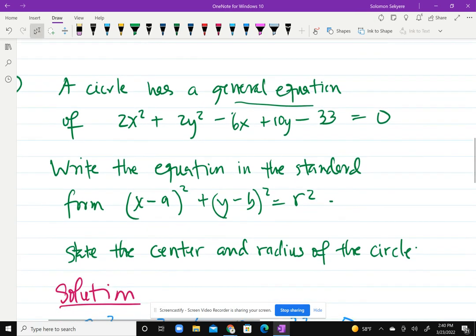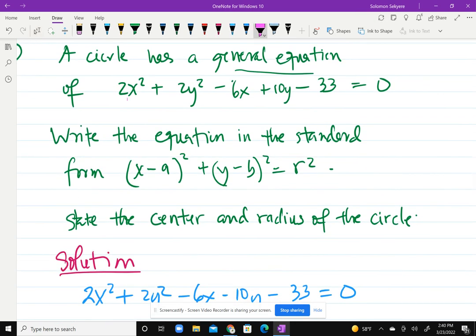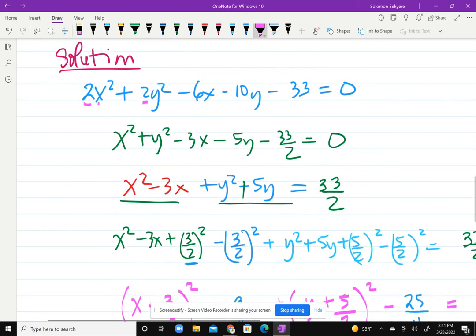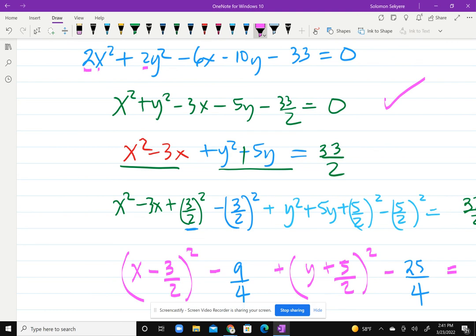What about this one here? 2x squared plus 2y squared. This is the equation, so you write the equation. The first thing you do is, in a circle, the coefficients of x squared and y squared must be the same. They are the same, but we want to get rid of the 2's, so we divide everything by 2. If we divide everything by 2, this is what we're left with.